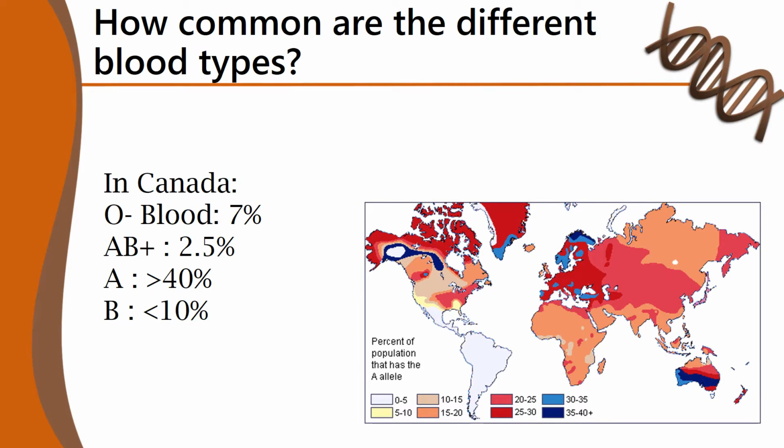So how common are the different blood types? Well, in Canada, we actually have very few people with O negative blood. And of course, O negative blood is a universal donor. So it would be almost nice if more people with O negative blood were donating. AB plus blood, which is somebody who can accept any blood, is also very low. Now, most people in Canada have at least one copy of the A antigen, and the B antigen is a little less common.